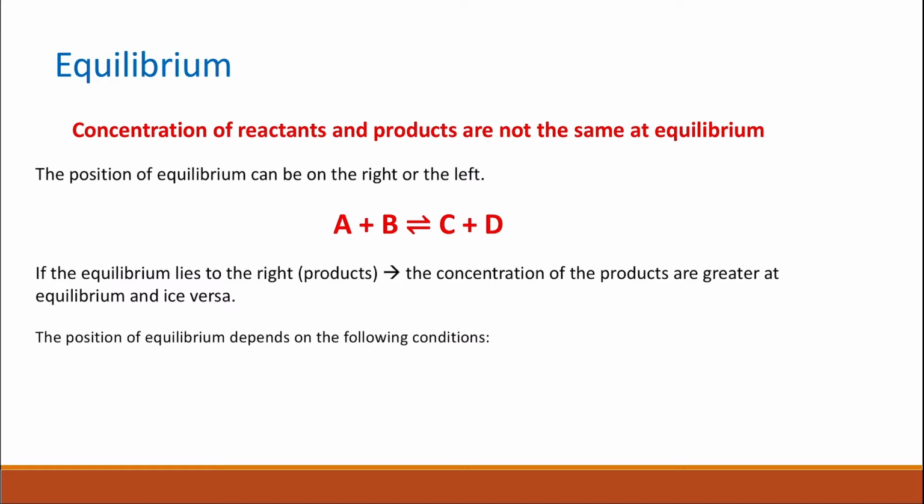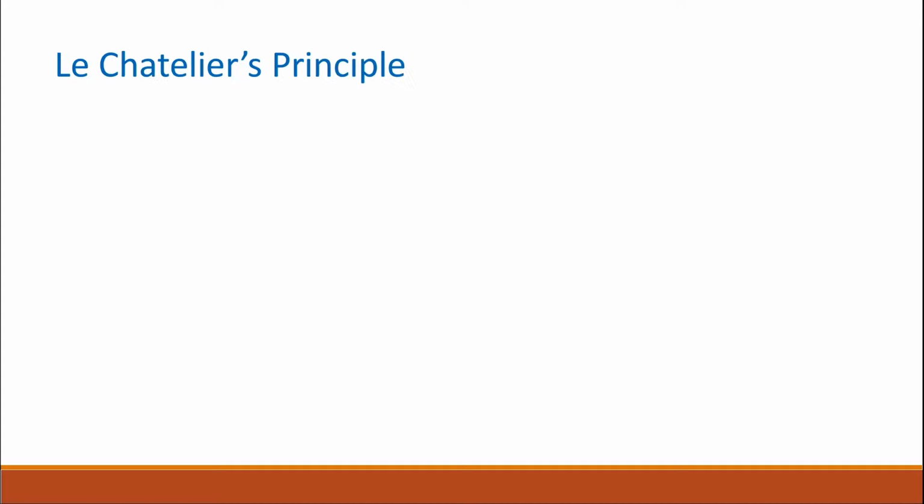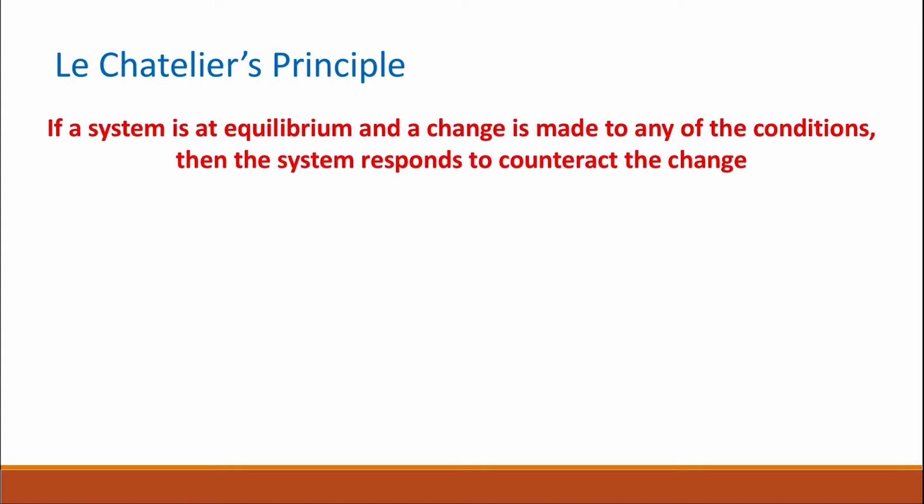The position of the equilibrium will depend on certain conditions. These are temperature, pressure in the case of gases, and the concentration of reactants and products. Le Chatelier's principle will talk about how these factors affect the position of equilibrium. So according to Le Chatelier's principle, if a system is at equilibrium and there is a change in any of the conditions, then the system will respond to counteract that change.